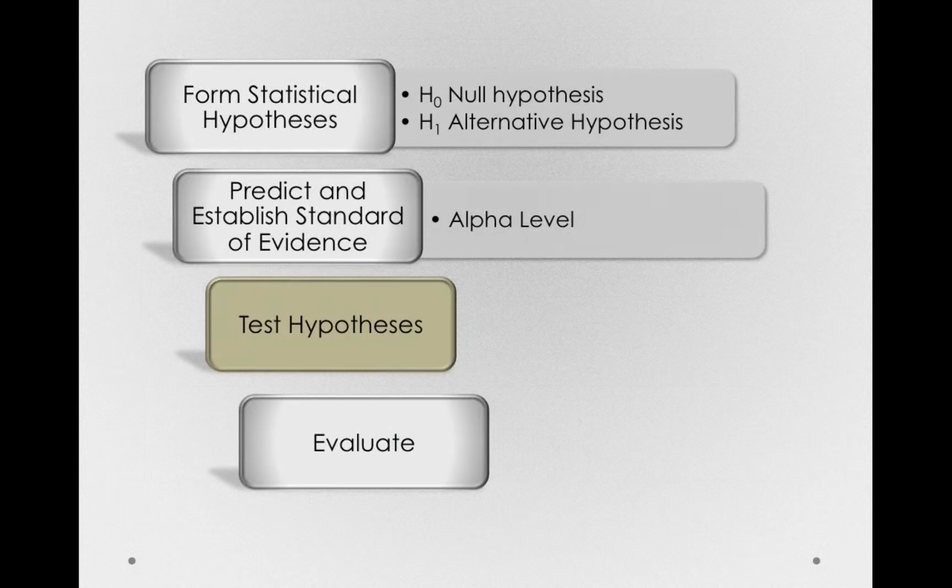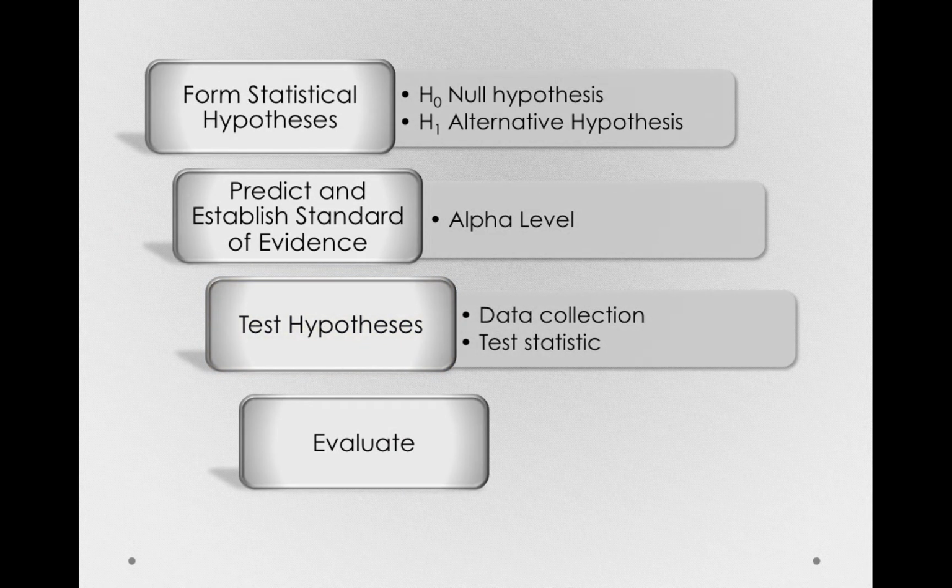So in testing hypotheses, we're simply collecting our data and forming that test statistic, that one value that tells us where our sample mean is among all the different sample means we could have gotten from a population if the null is true.